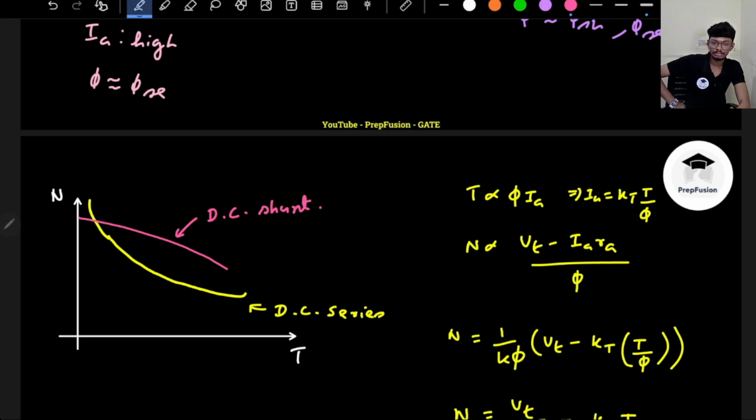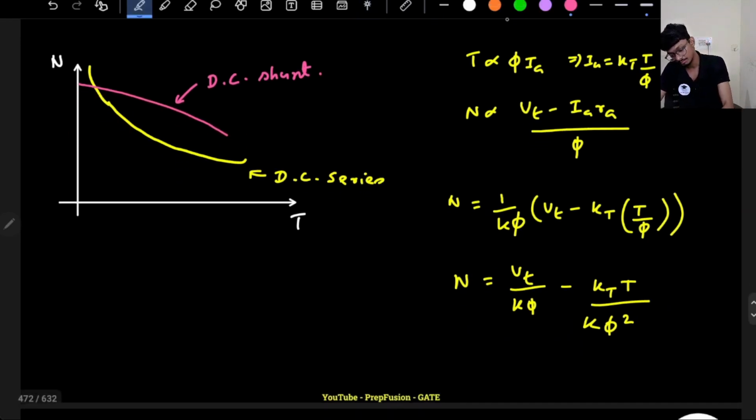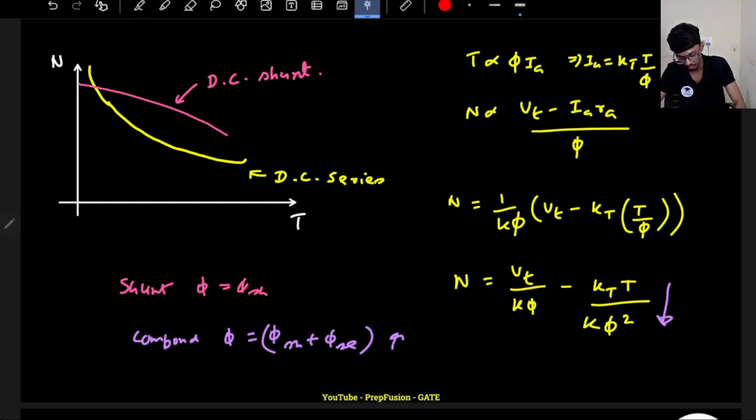So roughly the cumulative compound will just follow the shunt one, because this is the equation that we get while solving the shunt one. But previously in case of shunt, my flux was equal to phi sh, but now in case of compound, my flux is equal to phi sh plus phi ac. So it has increased now. So there will be further reduction because this phi square will be more dominating.